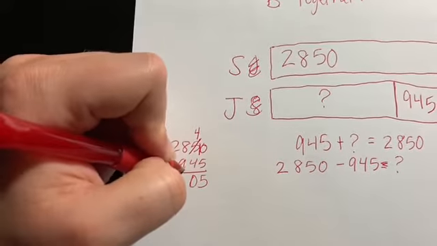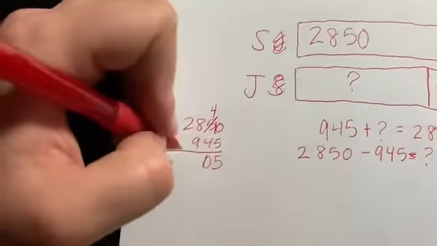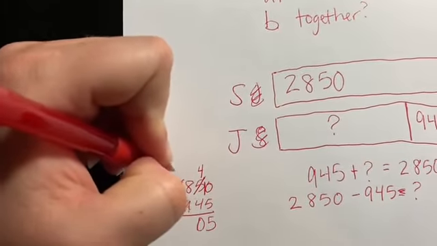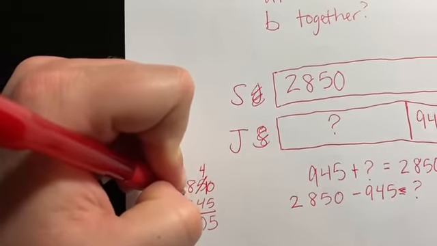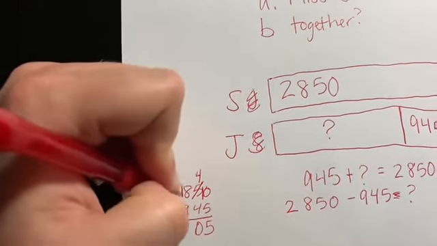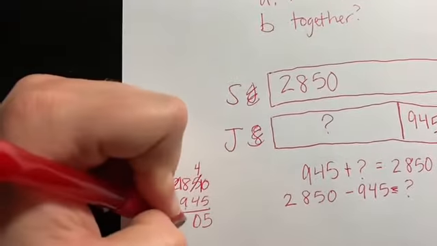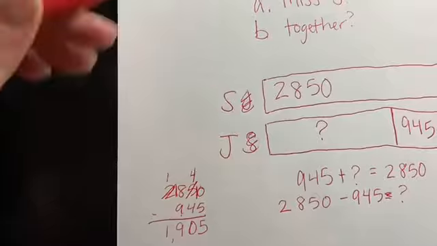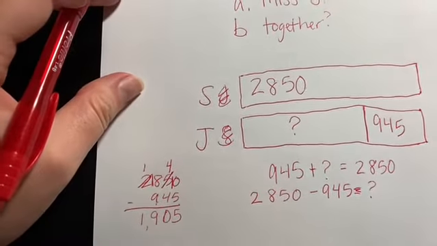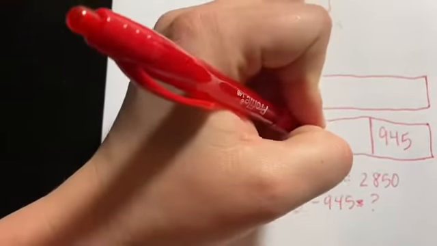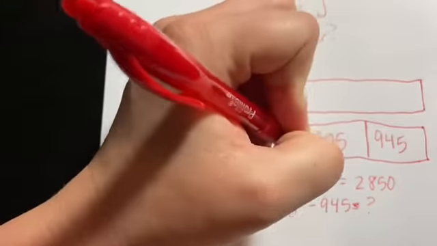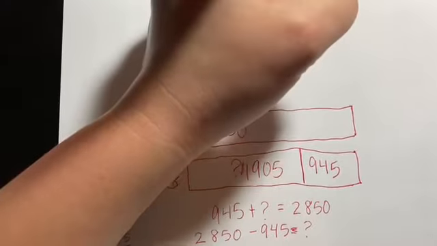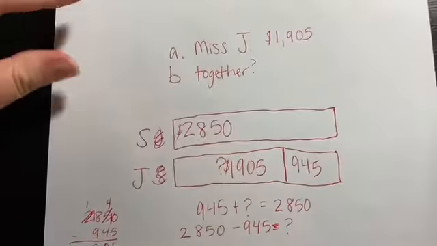8 hundreds minus 9 hundreds. Okay, we need the thousands' help, so we say, all right, 1,000. We're making a trade. And then now we have 10 extra hundreds. So 1,800 minus 900 is 900. And then 1,000 minus 0 thousands is 1,000. So Miss Johnson makes $1,905. Okay, that's part A. So Miss Johnson makes $1,905. That's the first part of it.